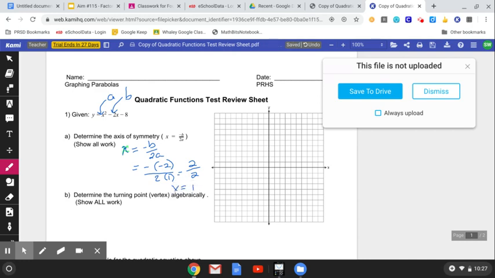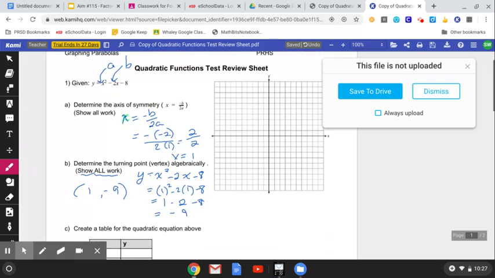All right. Determine the turning point, and it says I have to show all work. So that means I go back to my equation and I plug in 1 for x, which is actually pretty easy to do here. Okay, 1 squared is 1. Negative 2 times 1 is negative 2. Minus 8. 1 minus 2 is negative 1. Minus 8 is negative 9. So looks like my turning point then will be (1, negative 9). It's also called your vertex too. Okay, so that's it, doing it by hand.